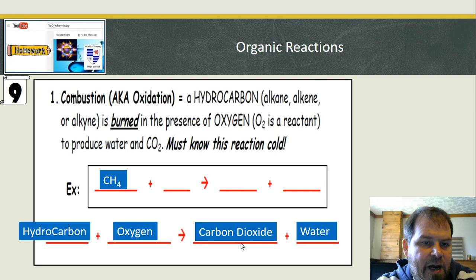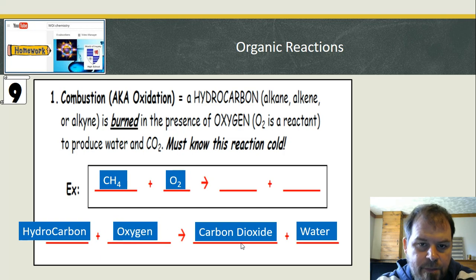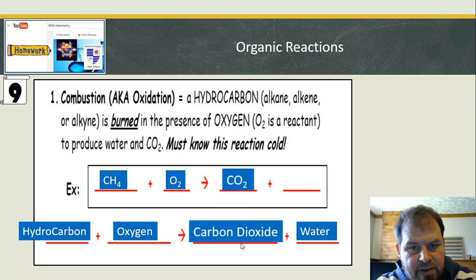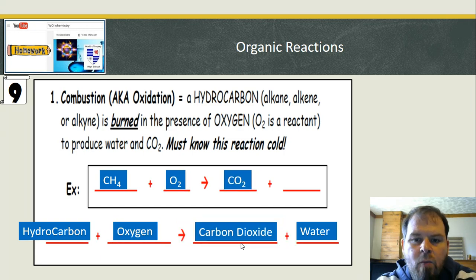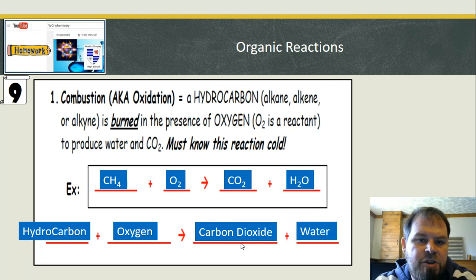So here's an example of a hydrocarbon, methane, CH4. Methane is a burnable gas. Oxygen would be written as O2. Carbon dioxide, obviously, as CO2. And water, H2O. So there's an example of a combustion reaction.